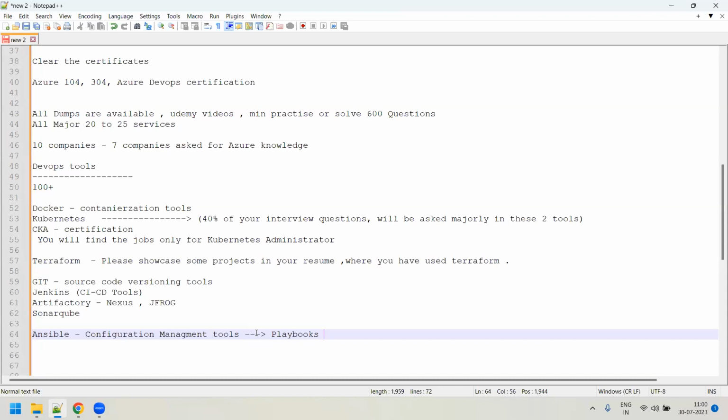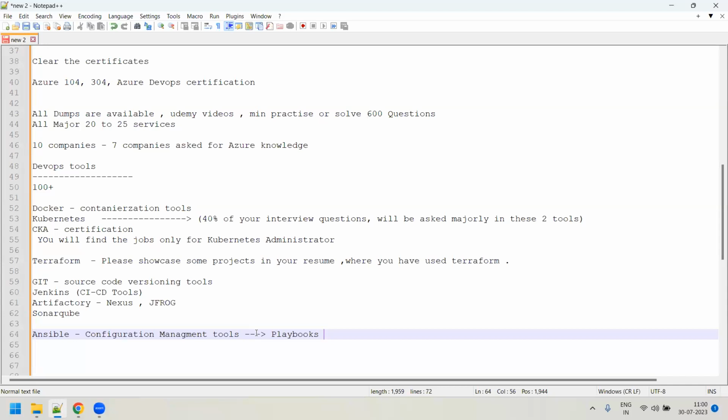It is very important. Some people will ask, sir, what about Chef? What about Puppet? Some industries might be using Chef or Puppet. You need not consider that much, but the majority of industries are using Ansible. So please consider only Ansible. Don't spend your time learning Chef or Puppet, because not all companies are using them.